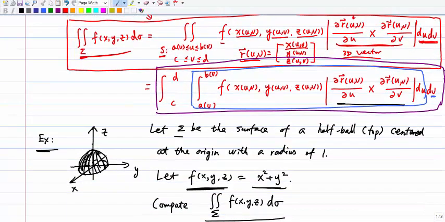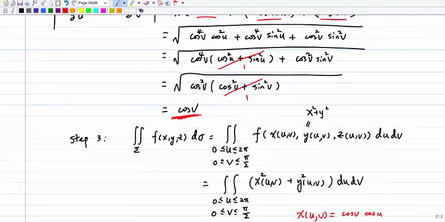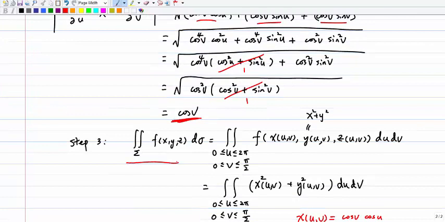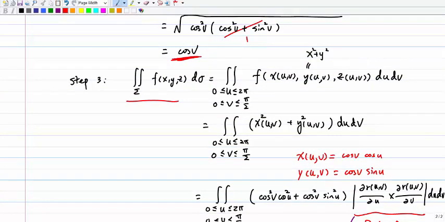So now it comes to this point. I already know this guy. Now I have to replace this one, and then I can compute the double integration. So the next step is I'm going to compute this whole thing out. This is the last part. I'm going to compute this one.